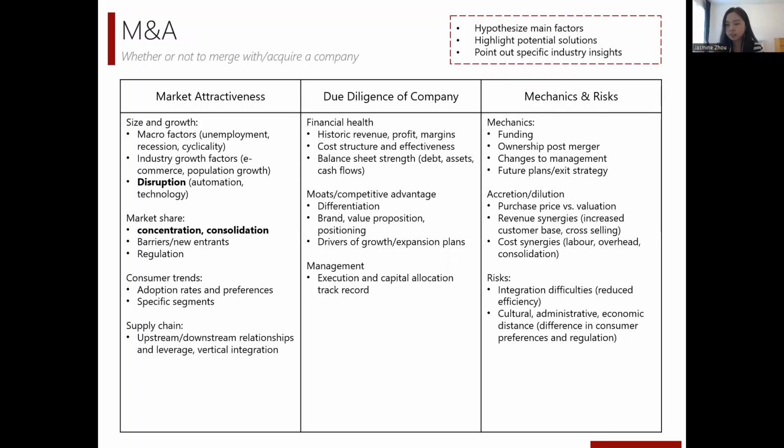And then accretion and dilution analysis. So the purchase price versus the valuation. Are we overpaying, or is this a good deal? What are the revenue synergies that we can obtain, increase customer base, cross-selling, etc.? What are the cost synergies, labor, overhead, consolidation of resources or real estate?